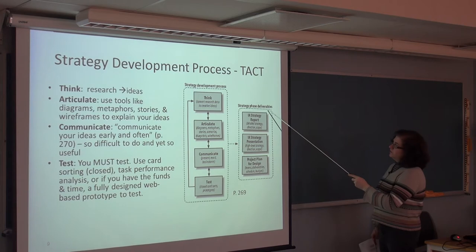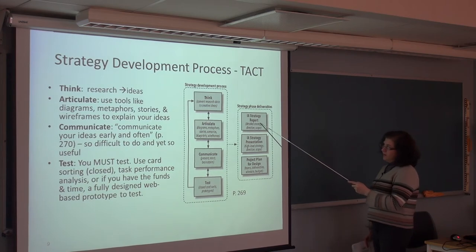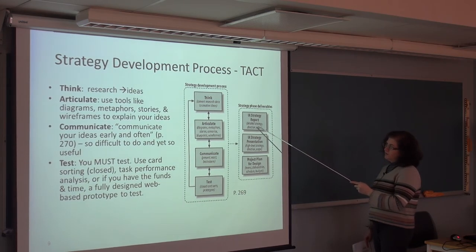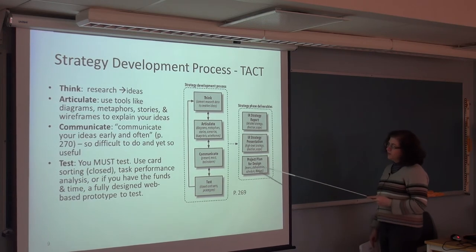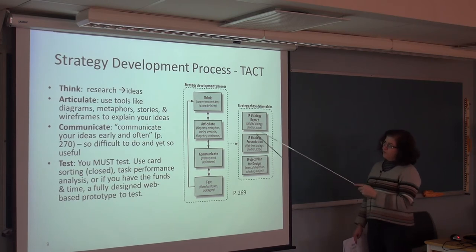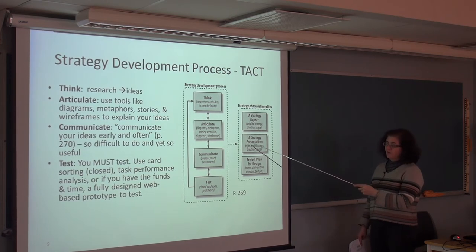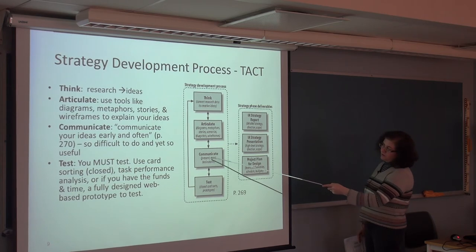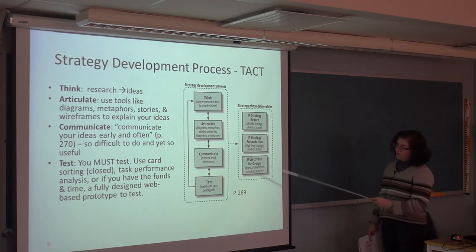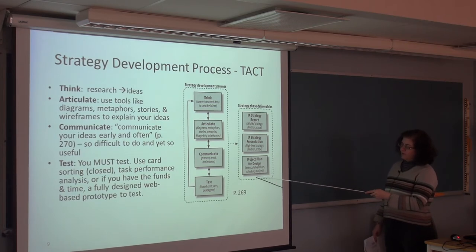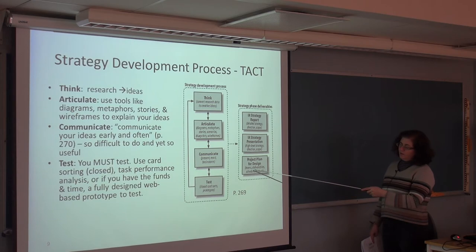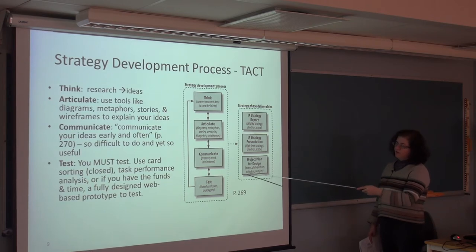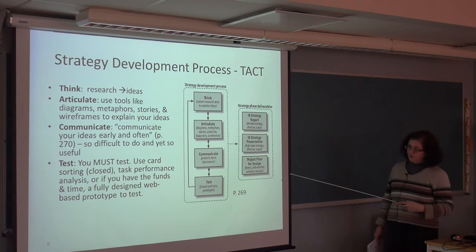This is the strategy phase deliverables. What should come out of this process is that you should be writing a strategy report. And this is a detailed strategy that has direction and scope. And you have the strategy presentation, which is kind of the strategy report, only you're presenting this verbally to different groups of people. So you're actually doing things like articulating and communicating in both of these. And also the project plan for design. And this is intended to present schedules and budgets and deliverables to kind of guide how the process will go forward to the design phase.